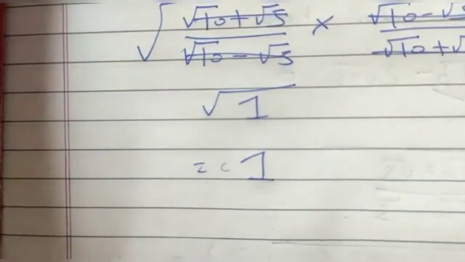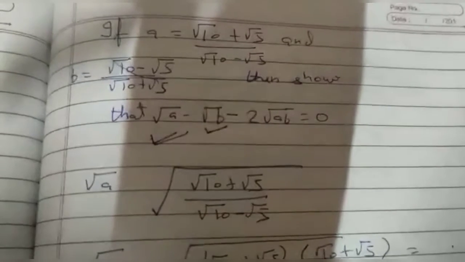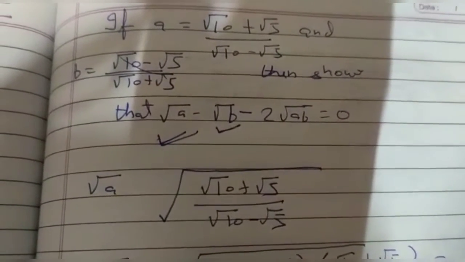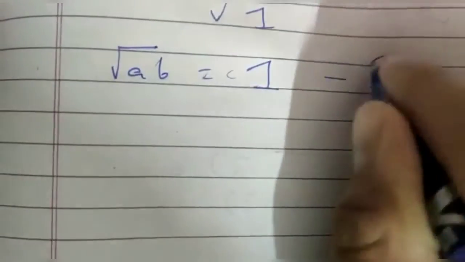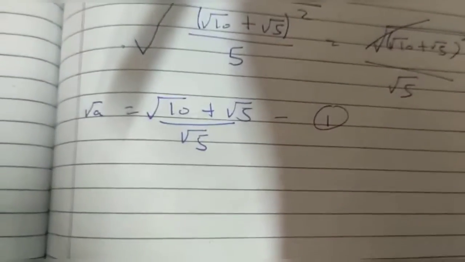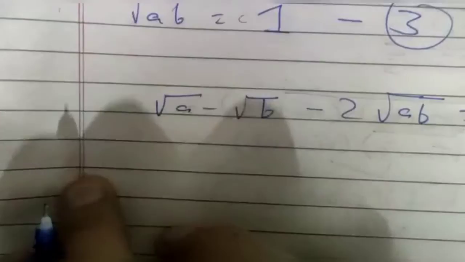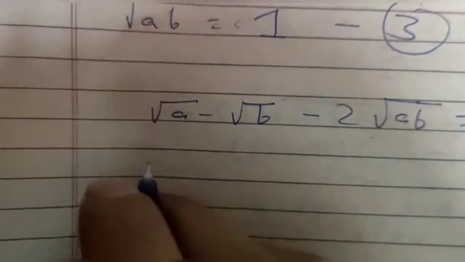So let me write down the equation which I am told to prove. See, this is what I need to prove: root a minus root b minus 2 root ab. I forgot to write it as equation number 3. This is equation number 3. Now with the help of these 3 equations, this is equation number 1, root a, root b and root ab, I will solve this equation. I'll prove this equation.